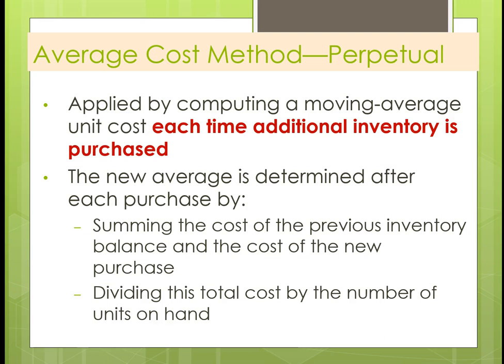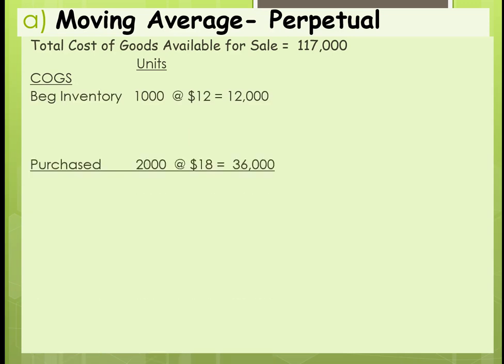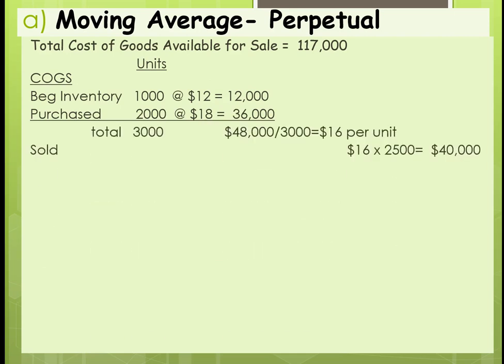So now let's take a look at exactly the same problem. We had beginning inventory of 1,000 at 12, then we bought another 2,000 at 18, which gives us an average cost of $16, and so we're going to take that $16 times the 2,500 units we sold, so that gives us cost of goods sold for those of $40,000.